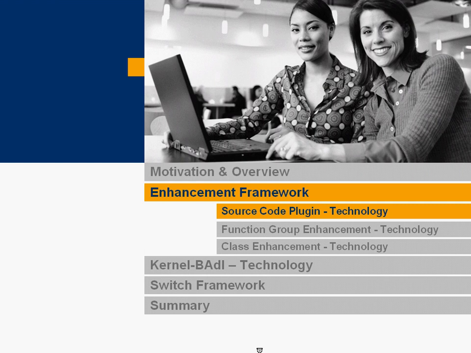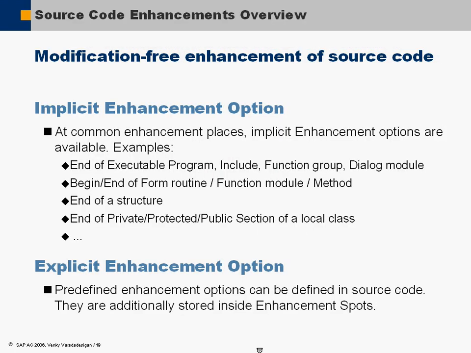Okay, let's take a look at the individual technologies. The first one is source code plugin. Source code plugin is mainly for modification-free enhancement of source code. Wherever you see the ABAP source code, and if you want to enhance it, you use something called source code enhancement. And there are two types of source code enhancements. One is called implicit, and the other one is explicit.